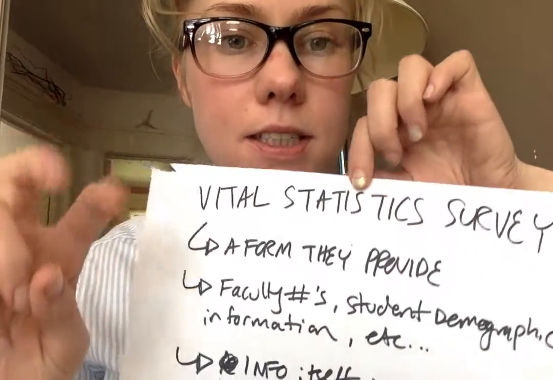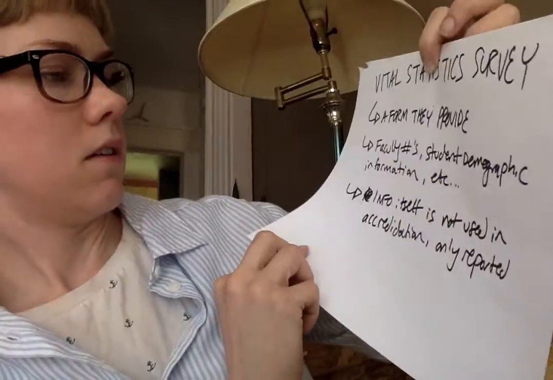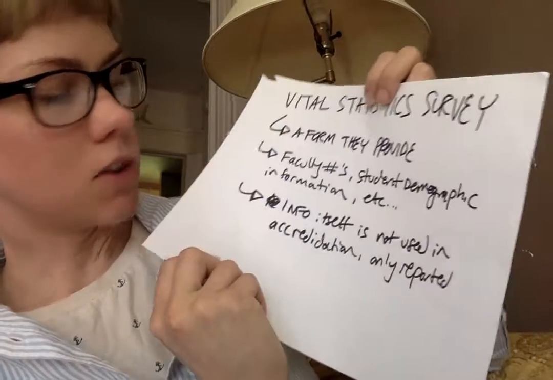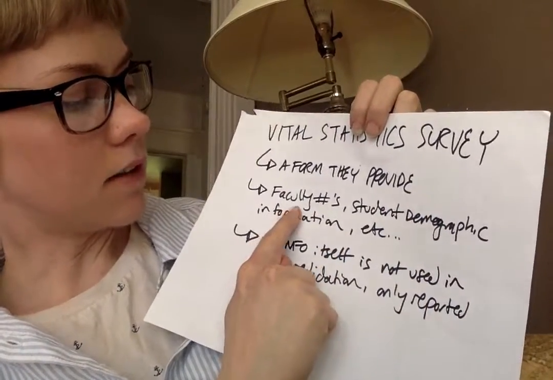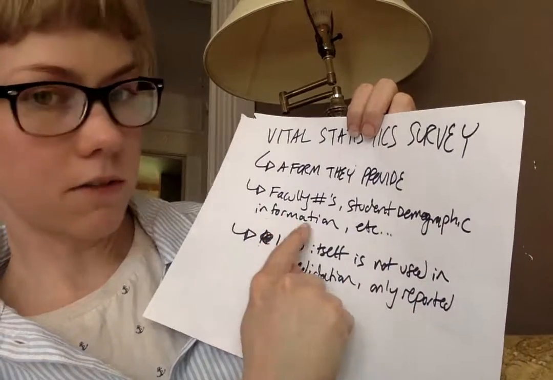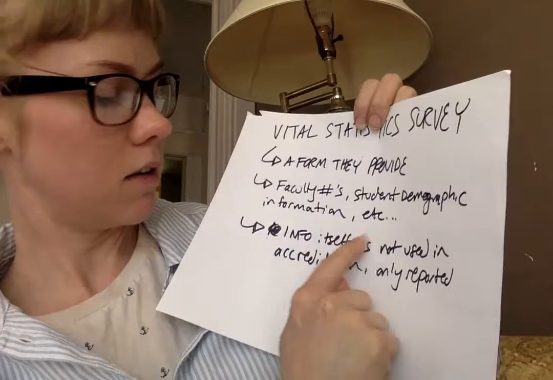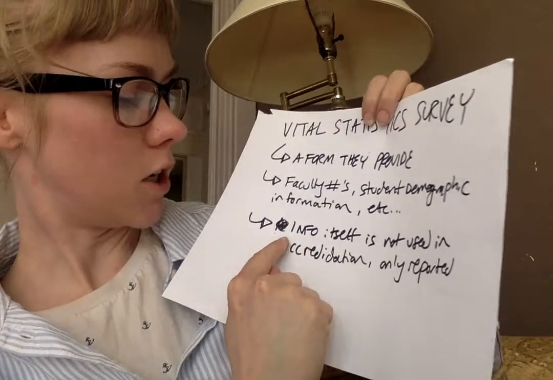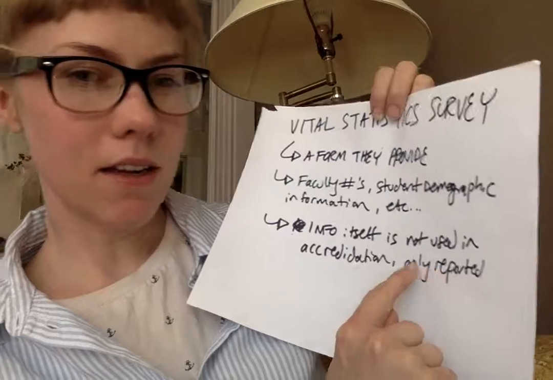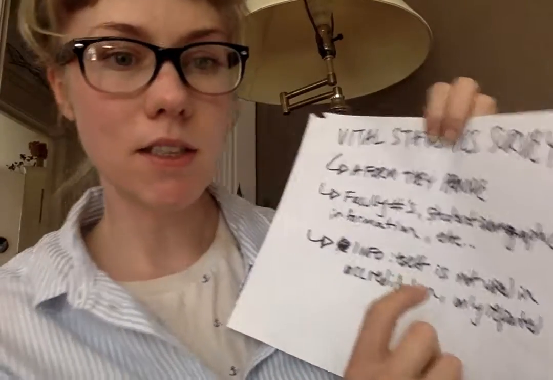Last but not least, they're going to ask us for this vital statistics survey every year, I believe. So this is a form that they provide. It tells the faculty numbers, the student demographic information, etc. It's just a list of data. It'll still be energy to put it together for sure. And it says that the information we give them isn't used to determine whether or not we get accredited. They're not going to base their accreditation on what our student demographics are. They just require it for their aggregate data collection.